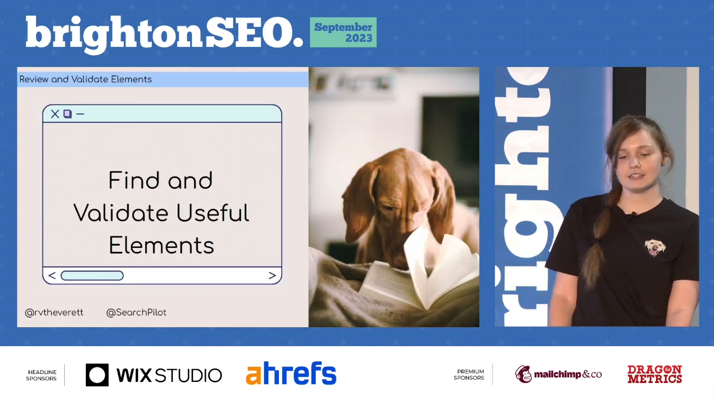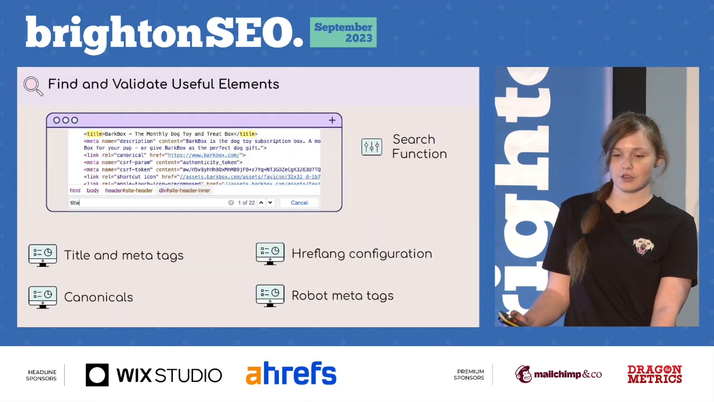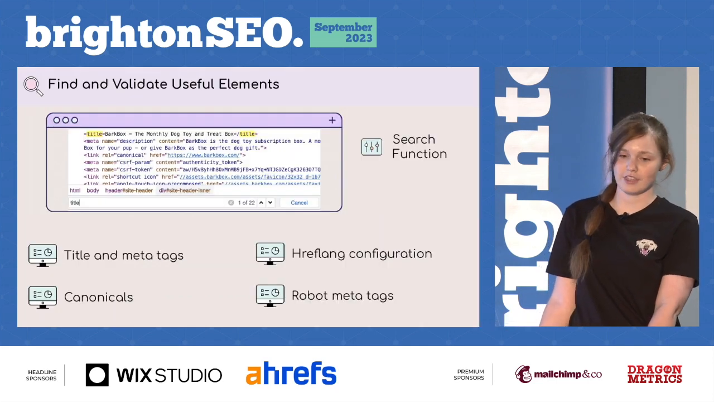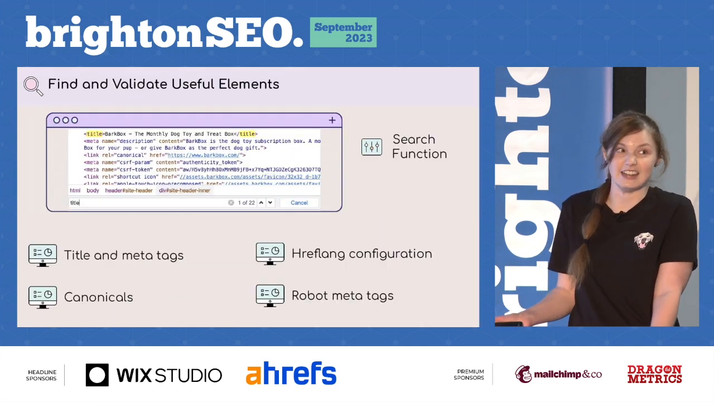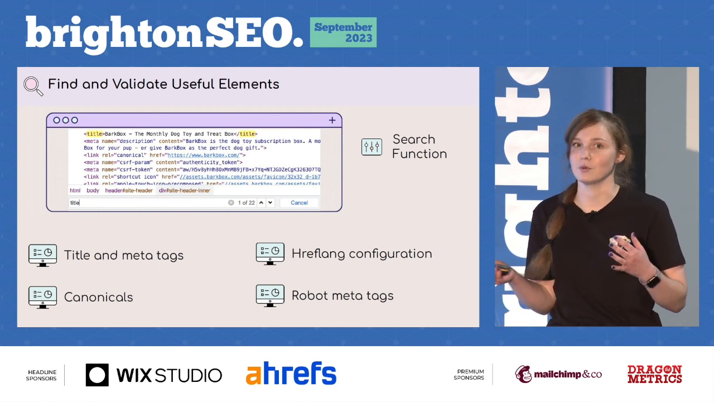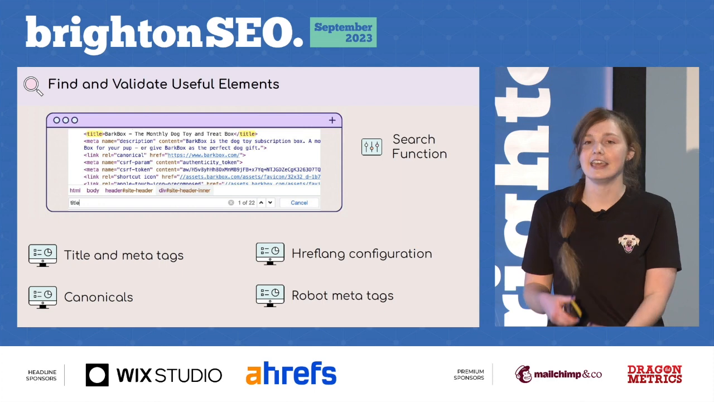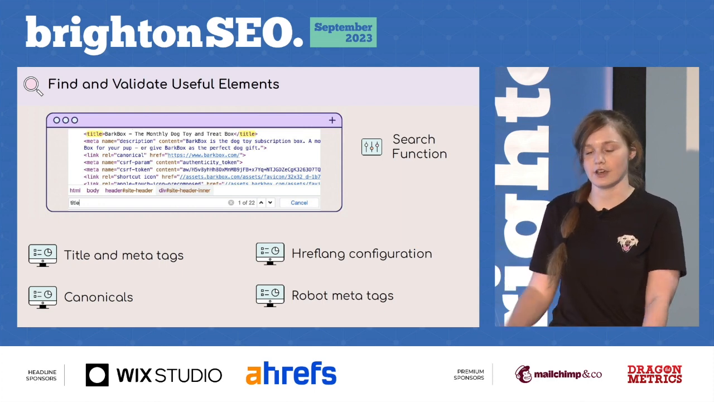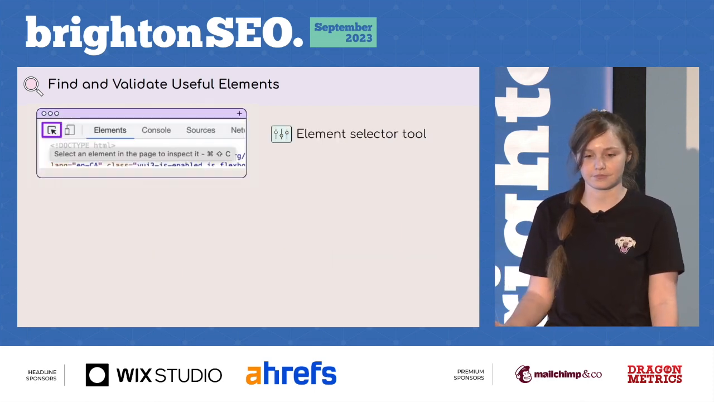We can also find and validate those useful elements. So there's the handy search function within DevTools. You can literally search for anything on your website in here. I look for things like titles, meta tags. If I want to see what hreflang looks like, if there's any robots meta tags, I can do that all with that search function.